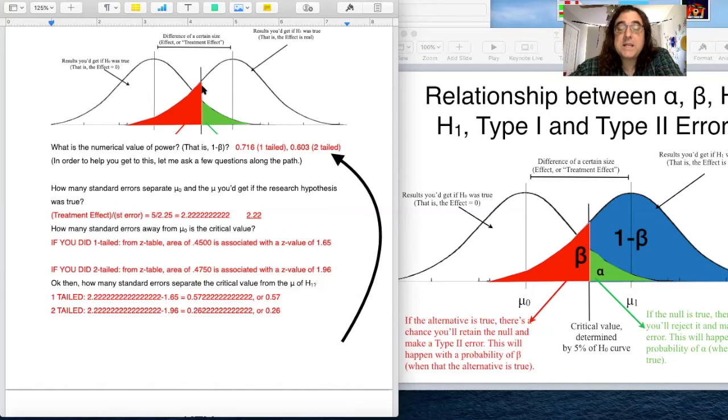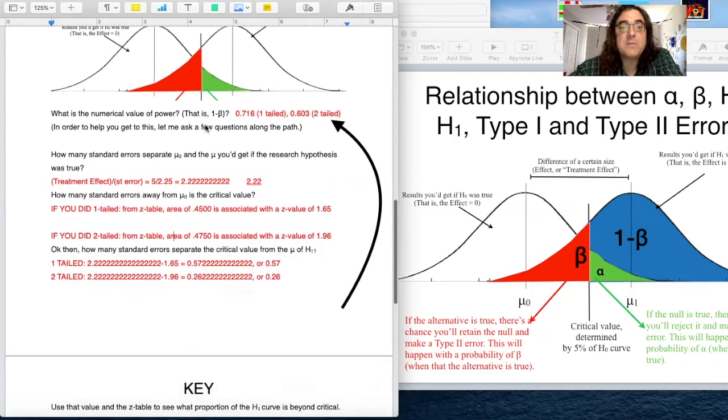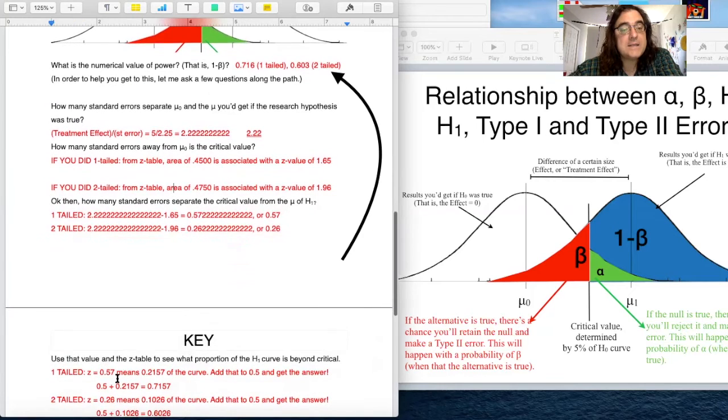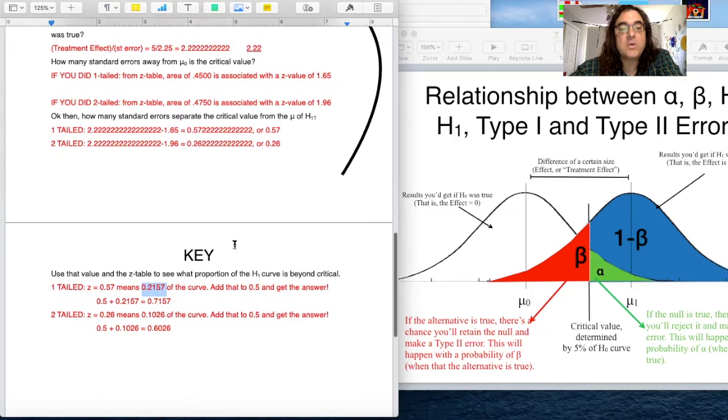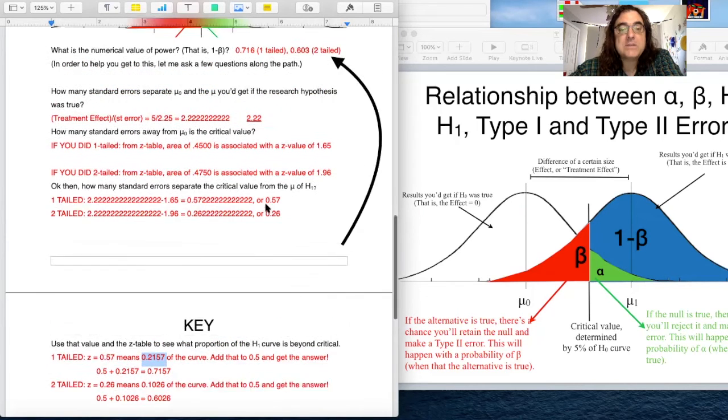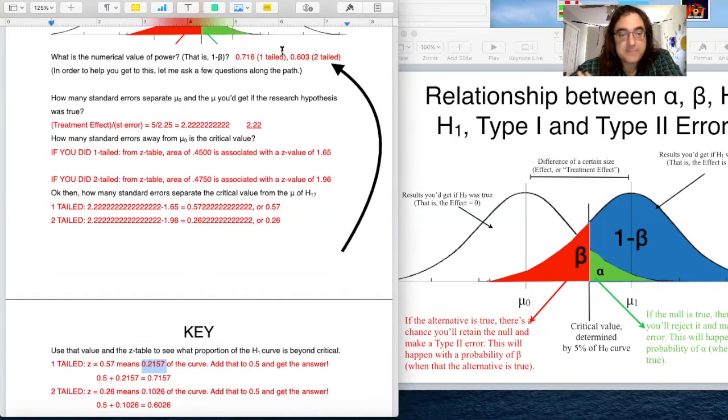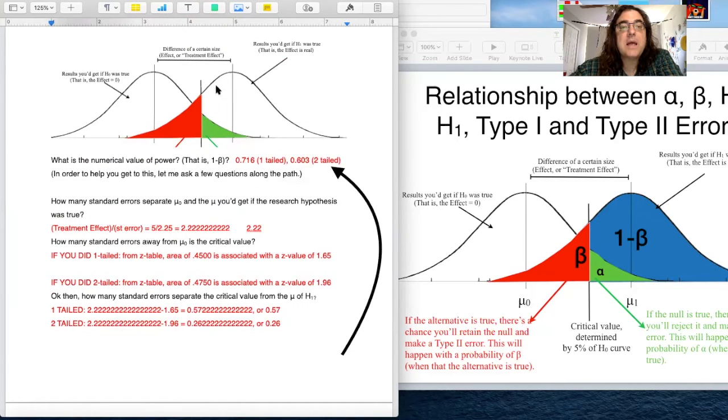Then what we have to do is take that 0.57 to the z-table and figure out how much area is covered by going 0.57 of one standard error away from the middle of a normal distribution. That is, if you look up 0.57 in the z-table, that is 0.2157 of the entire curve. So this thing right here is 0.2157 of that normal curve. If you add that to the other half of the curve, then you get 0.7157. That makes up power here.